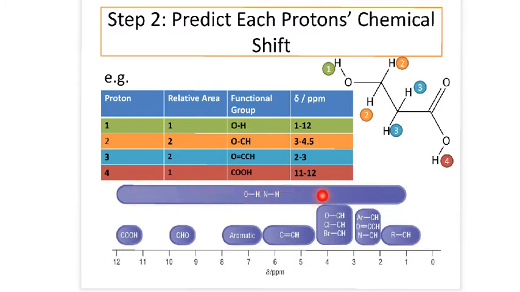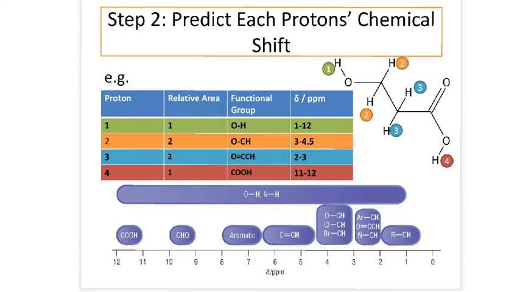which is basically almost anywhere on the spectra. So it can be anywhere from 1 to 12. So on that green, we're just going to put 1 to 12 there. For the hydrogen labelled 2 with the orange, that's a CH2 next to an OH, so it's an OCH. So that's going to be somewhere here, which is about 3 to 4.5. So that's where we'd expect to see that one.